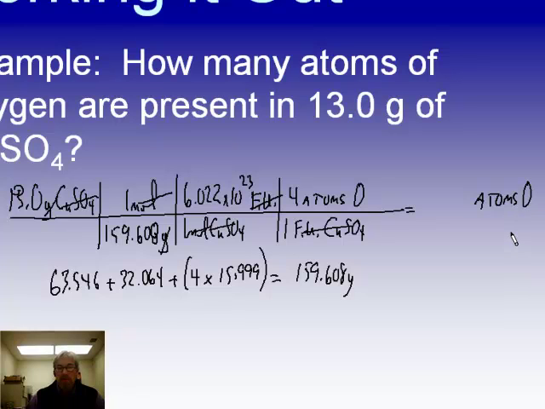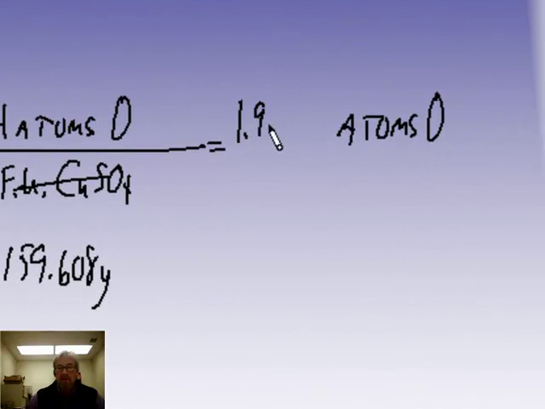Now I just do my arithmetic. I should have 3 significant figures in my answer. It's 1.96 times 10 to the 23rd atoms of oxygen.